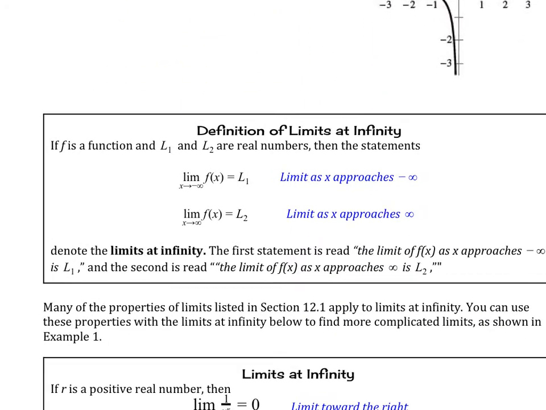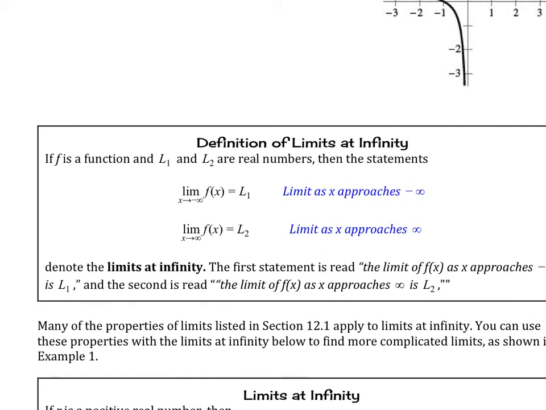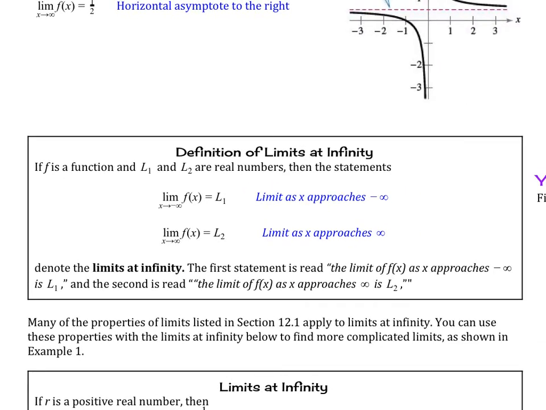Definitions of limits at infinity. If f is a function and L sub 1 and L sub 2 are real numbers, then here are the following statements. These denote the limits at infinity. The first statement is read, the limit of f of x as x approaches negative infinity is L sub 1. And the second is read, the limit of f of x as x approaches infinity is L sub 2.